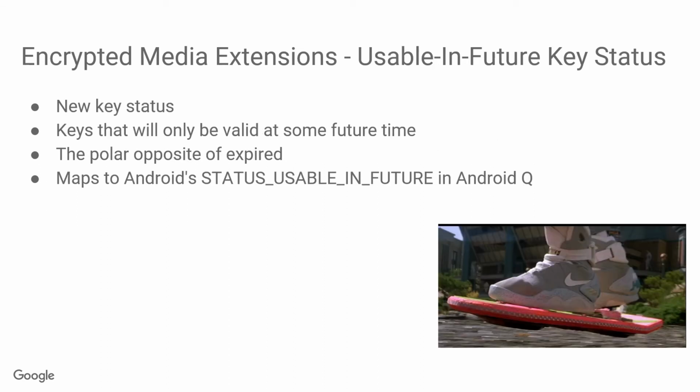Usable in future is a key status that is in many ways the polar opposite of expired. You can't use the keys yet, but they will be considered valid at some point in the future. This is equivalent to a feature Android Q added in its DRM APIs already.